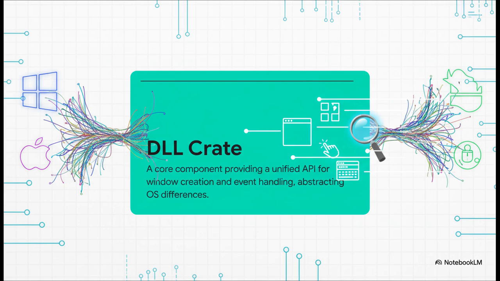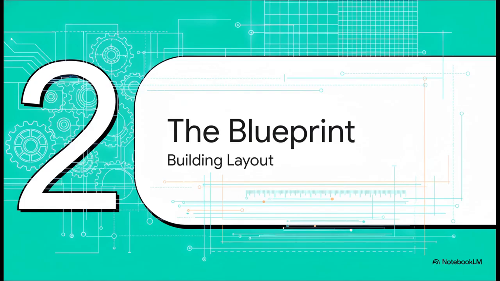So, how does Azul manage to work on Windows, macOS, and Linux without being a huge mess of platform-specific code? Well, the secret sauce is its DLL crate. Now, in the Rust world, a crate is just a package or a library. This particular one is a brilliant bit of abstraction. It gives you one clean, consistent API for creating windows and handling events, mouse clicks, key presses, no matter what OS you're on.